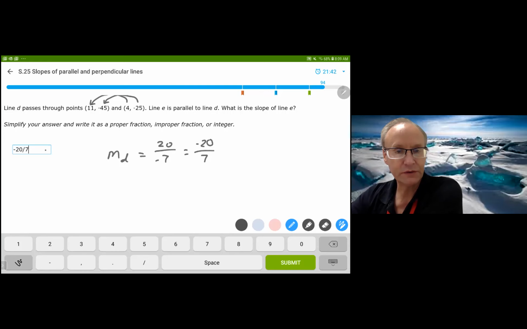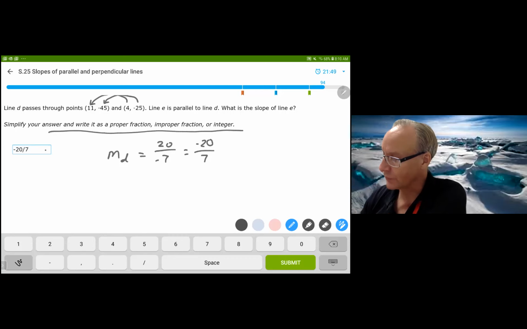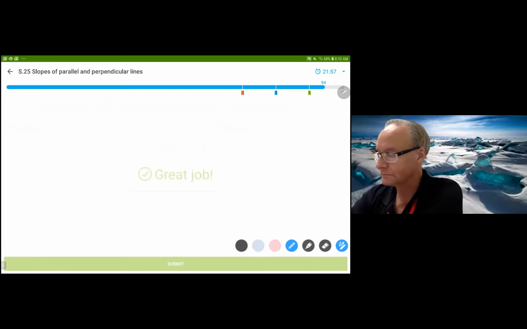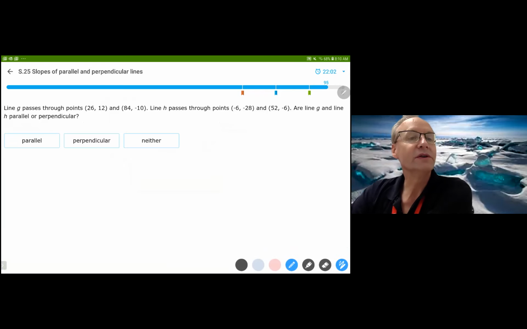Be careful. If you can reduce your fraction, you need to do it, because usually they say to write it as simplify. So it says simplify. There it is. Simplify. So submit. Gonna have me do quite a few of them.